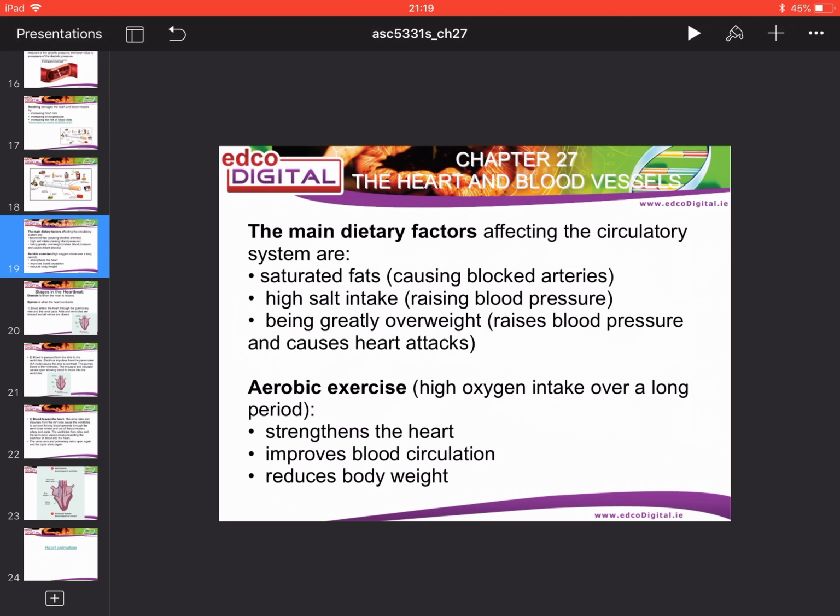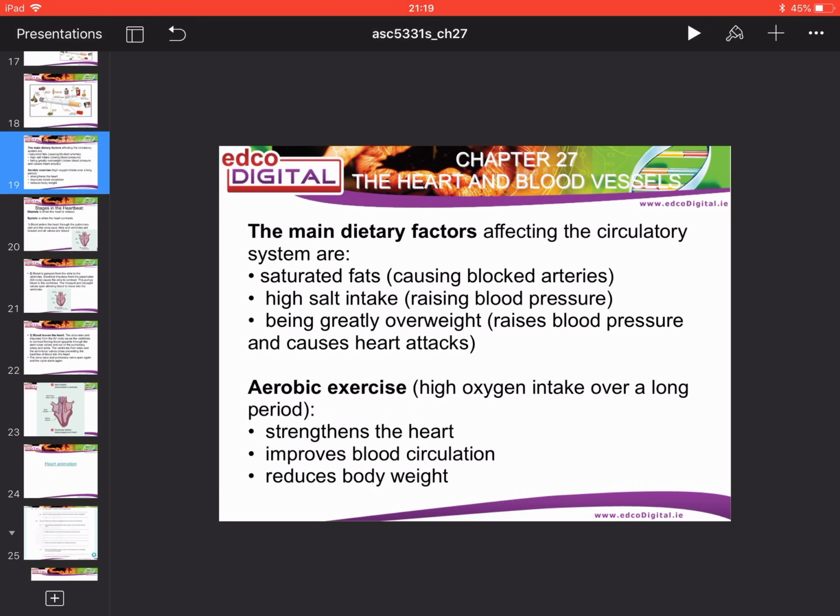High salt intake raises your blood pressure. Being greatly overweight raises blood pressure and causes heart attacks. Whereas exercise will strengthen the heart, because the more you use it, the better it gets, the stronger it gets. Like any muscle in the body, your blood circulation improves and your body weight reduces.